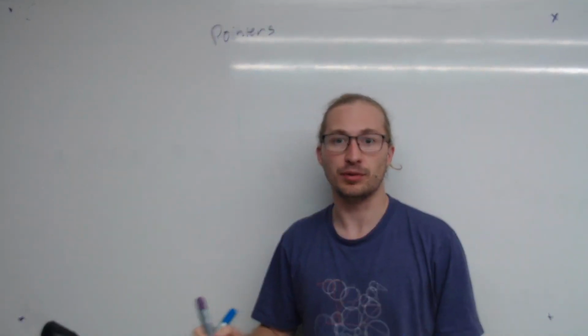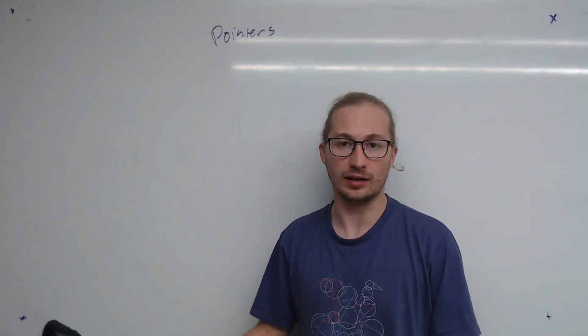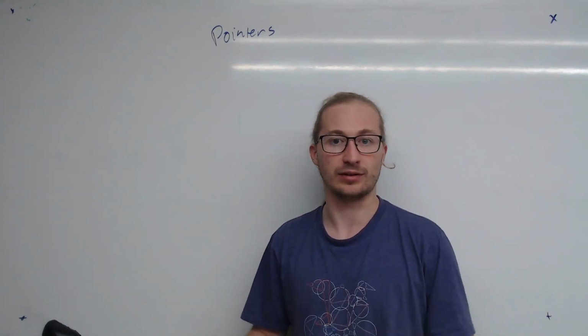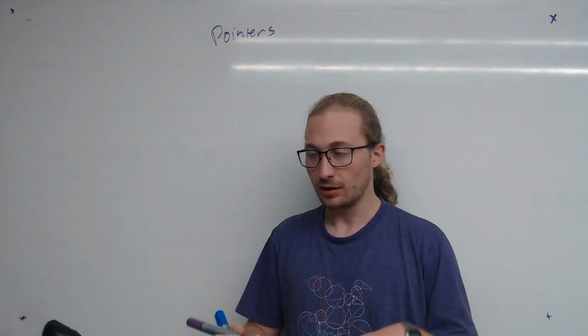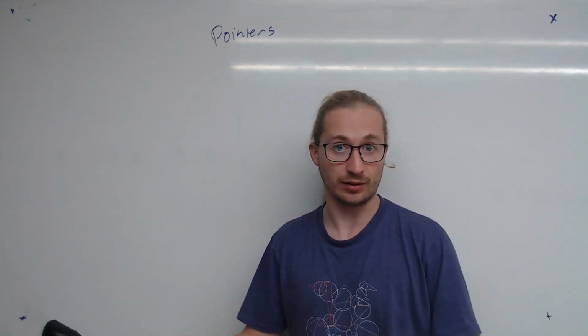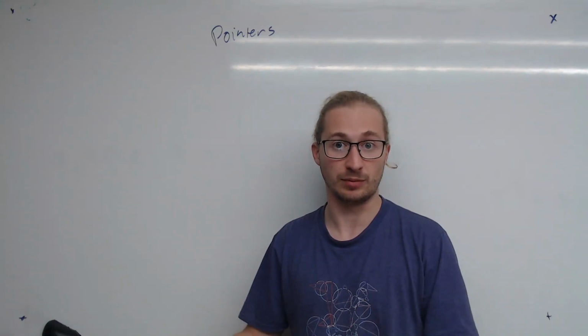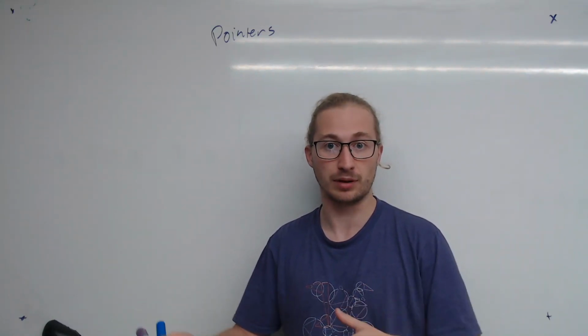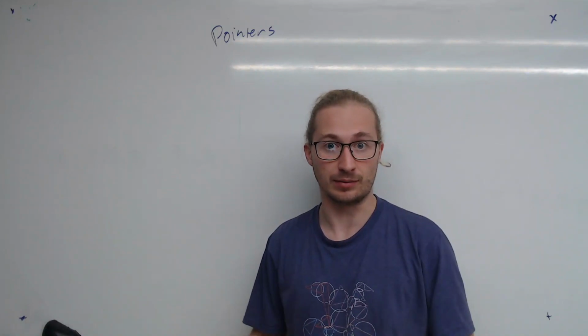Hello, this is going to be a brief video on what pointers are, how they work, and how we can use them in C to achieve similar sort of effects to the things we've seen in assembly. So first off, what is a pointer? A pointer is simply just a memory address. We've already seen memory addresses before in assembly, right? It's just a number that tells you where something lives in memory.